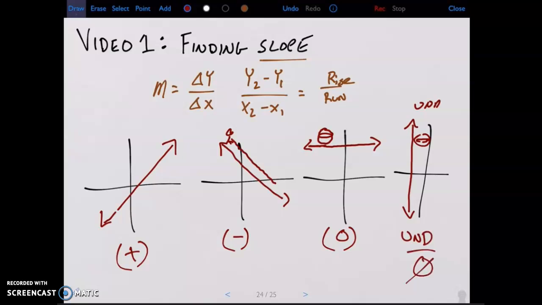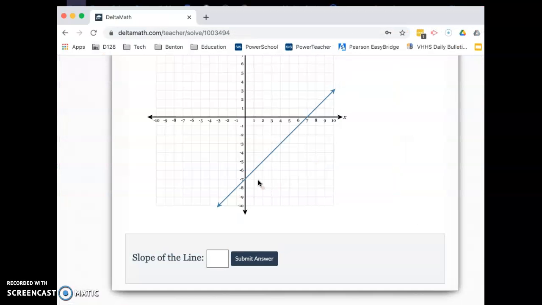Or if you think about it, you could write that too. A lot of people get confused between 0 slope and undefined slope. So if you can get that straight in your head, that might be really, really helpful moving forward. Let's look at a couple examples here. So we're going to look at this graph and see if we can find the slope of this thing.